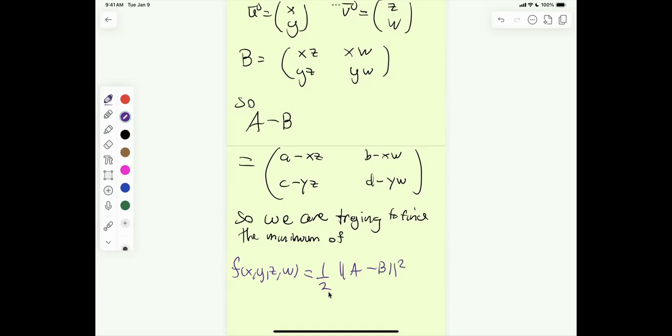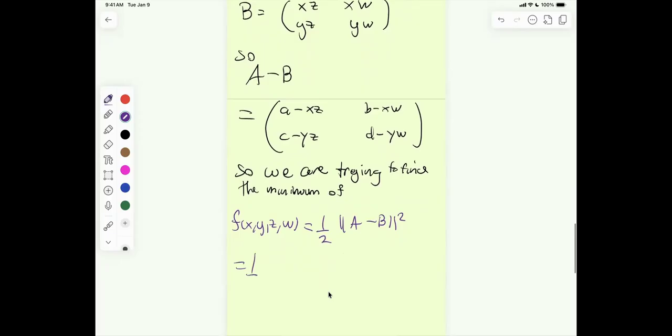The 1/2 is just for convenience when you take derivatives, right? Because there's a bunch of twos that are going to be coming out of the derivatives of squares.